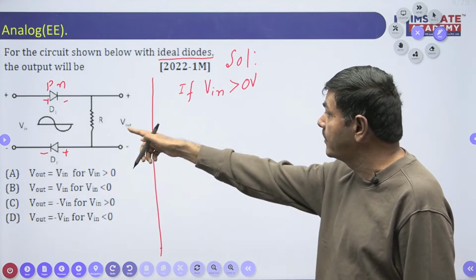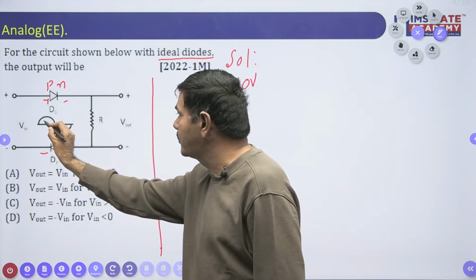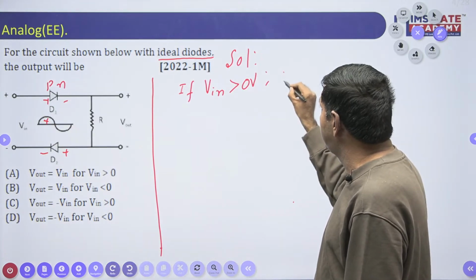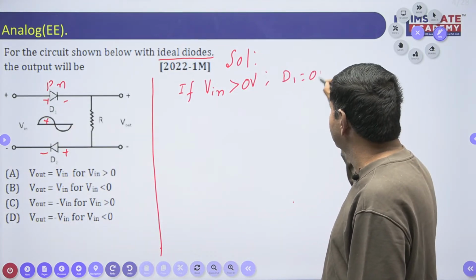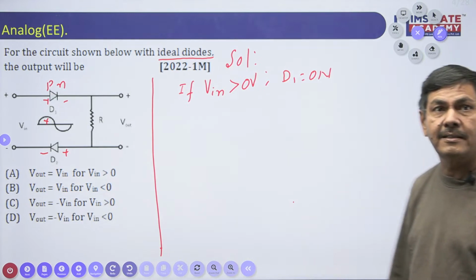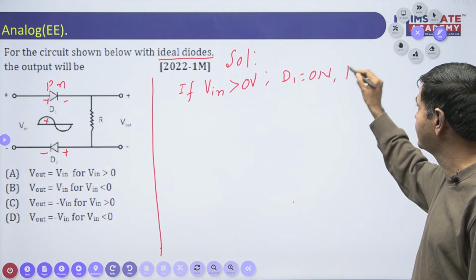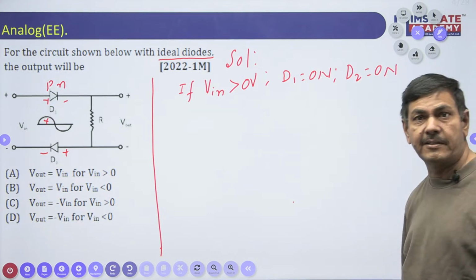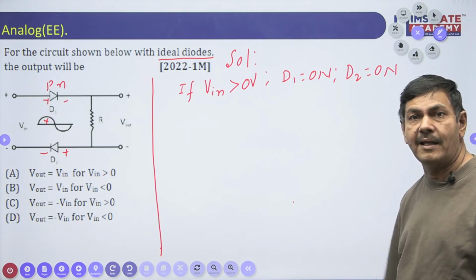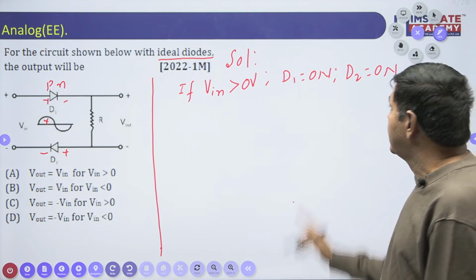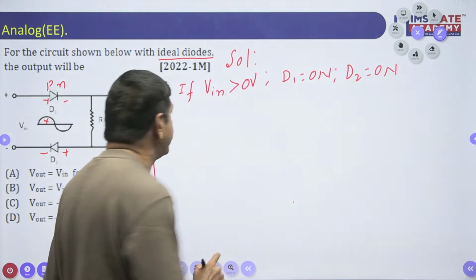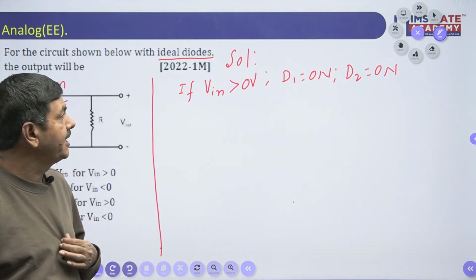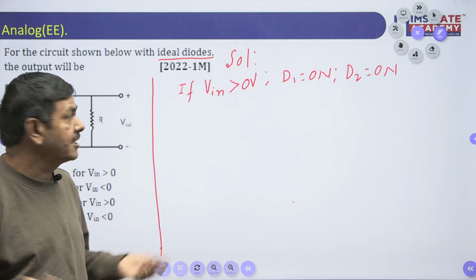The input is a sinusoidal waveform. I am giving the positive pulse initially. At the time Vin is greater than 0 voltage, D1 is on and D2 is also on. Both diodes are on. If both diodes are on, they must be replaced by a short circuit, because they are forward bias.